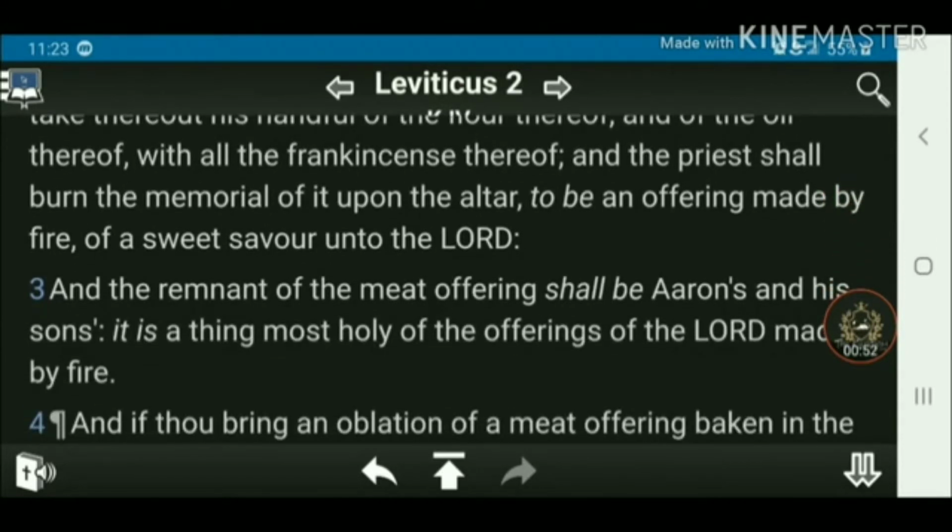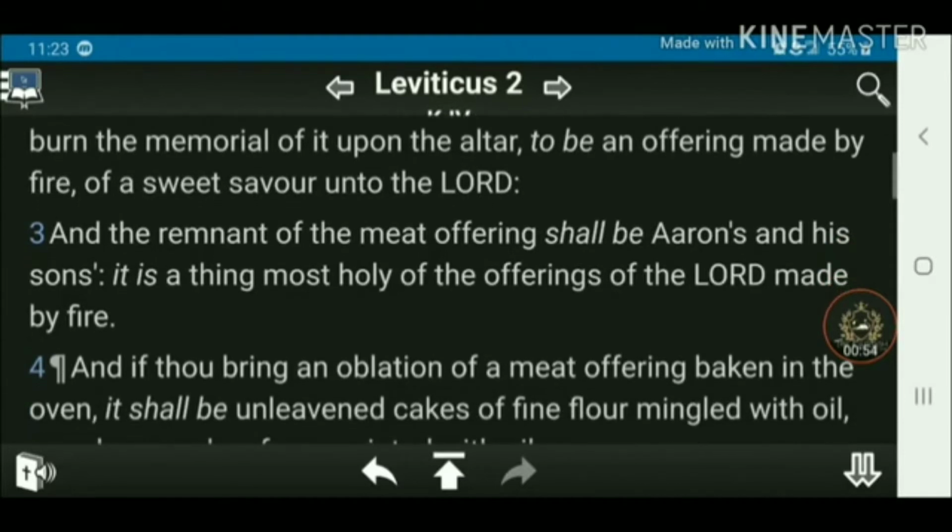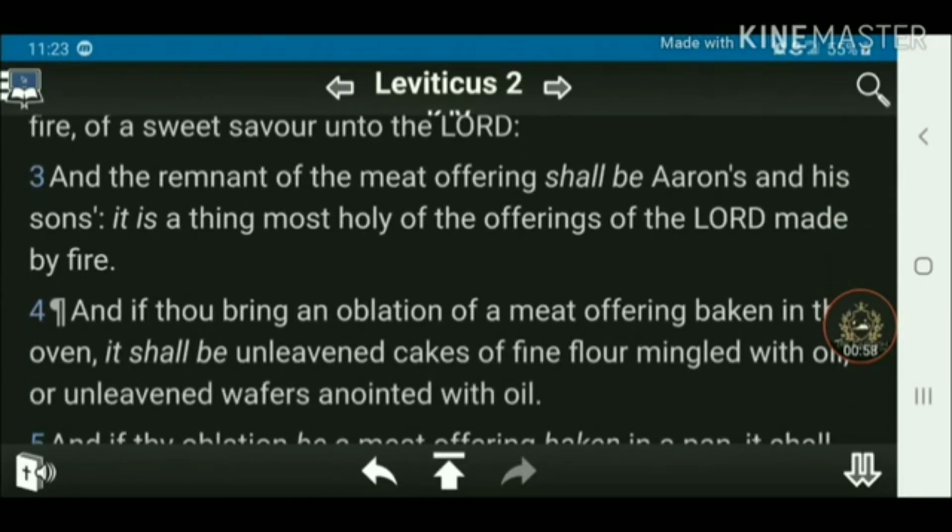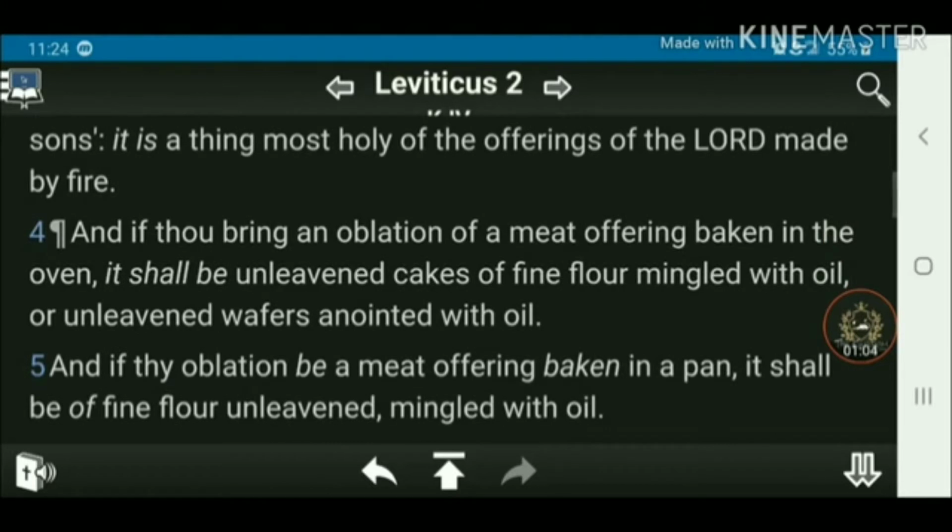And the remnant of the meat offering shall be Aaron's and his sons. It is a thing most holy of the offerings of the Lord made by fire. And if thou bring an oblation of meat offering, baken in the oven, it shall be unleavened cakes of fine flour mingled with oil, or unleavened wafers anointed with oil.